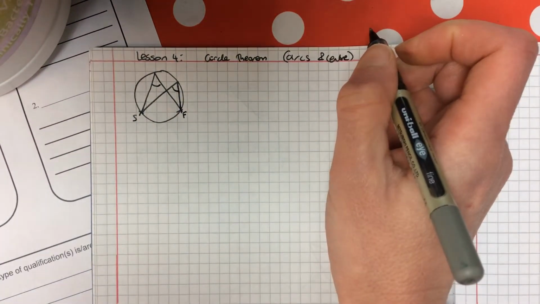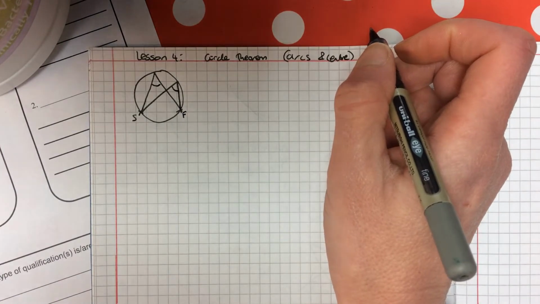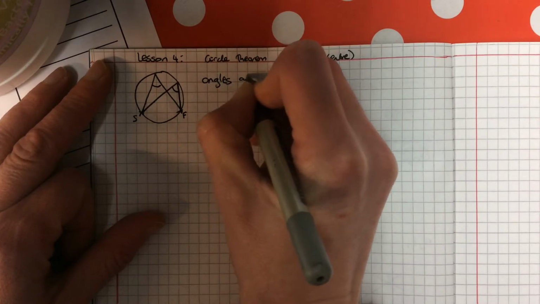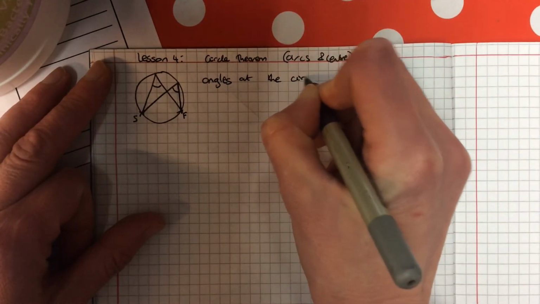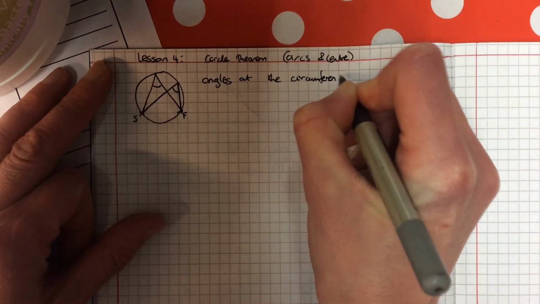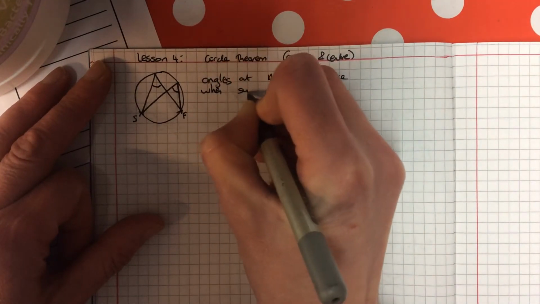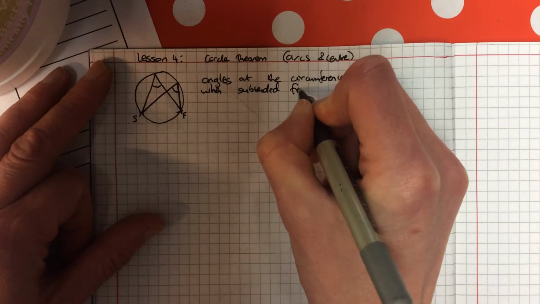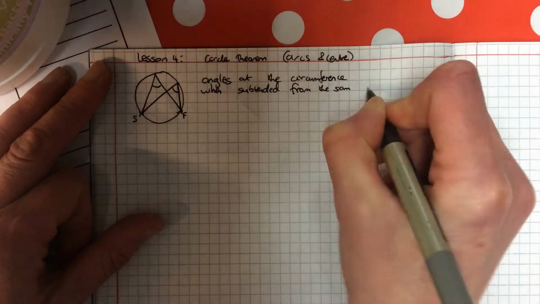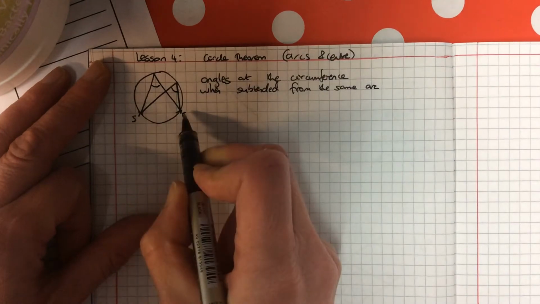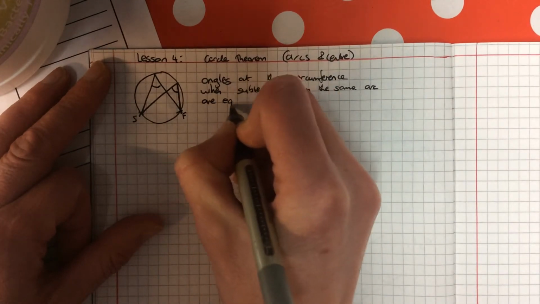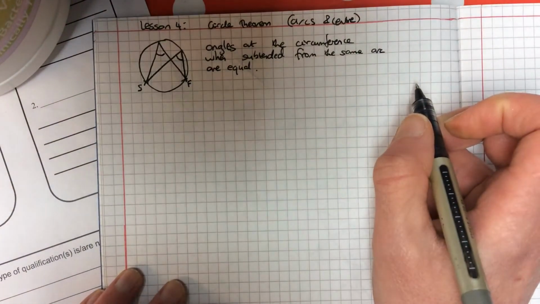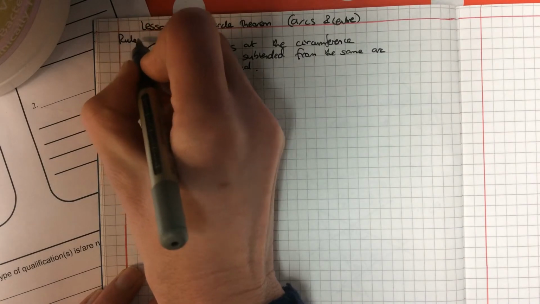And the proper way of saying that is it's quite a complicated explanation. The angles at the circumference, that's the edge, when subtended, that means starts and finishes from, when subtended from the same arc, so that's a fancy way of saying the start and finish at the same place, are equal. So angles at the circumference are equal. That's the first rule. So rule 1.